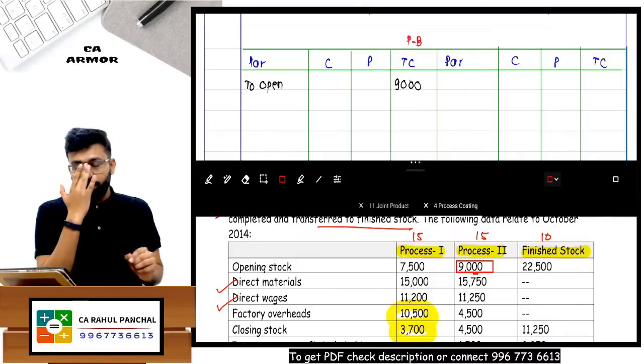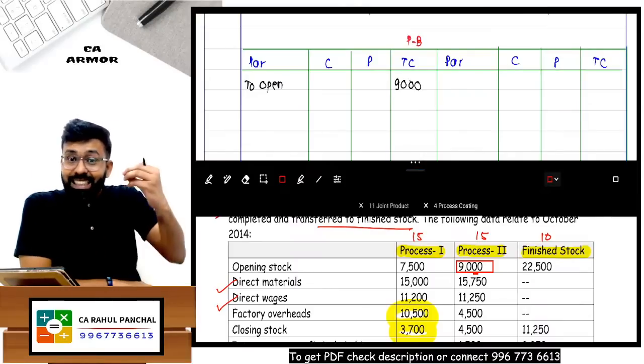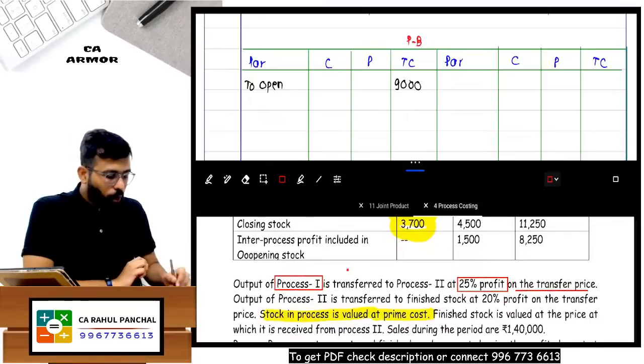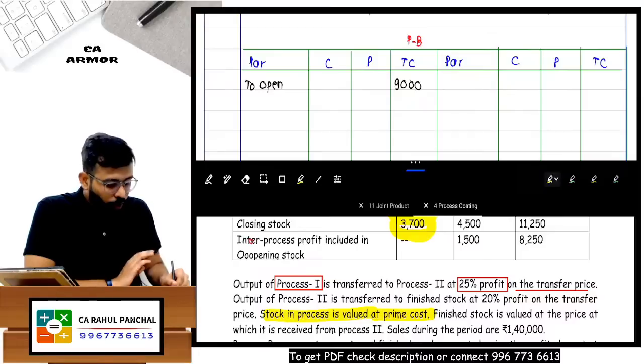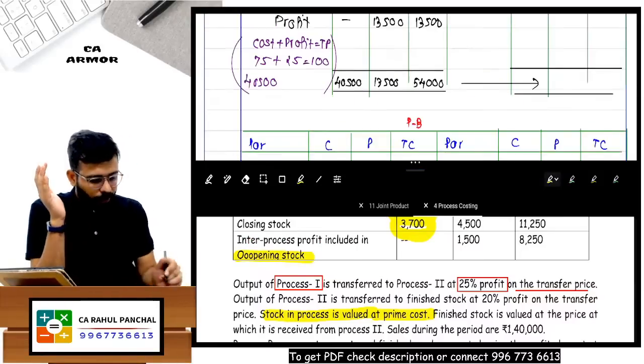So now it has a twist. Why is there a twist? This 9,000 includes some profit. See, if I read this here, it is written that inter-process profit is included in opening stock. Sir, what is this? Please try to understand.